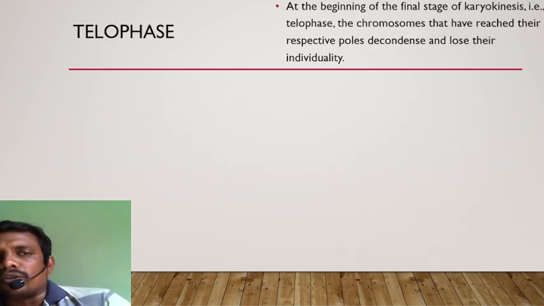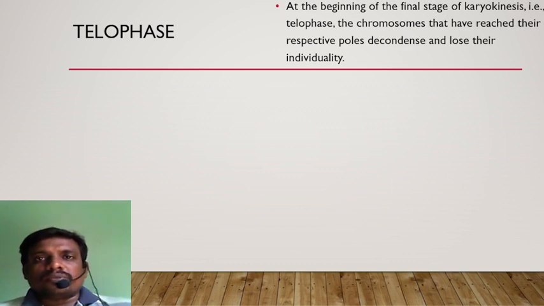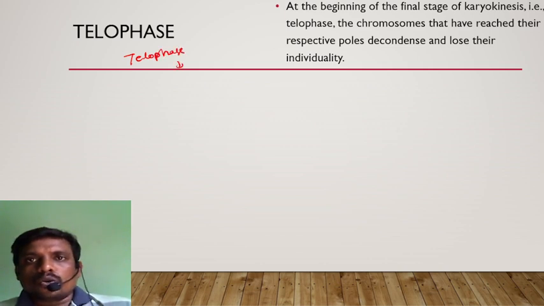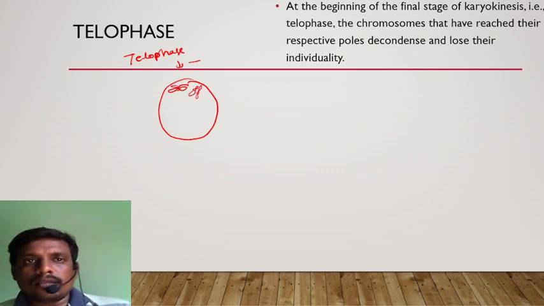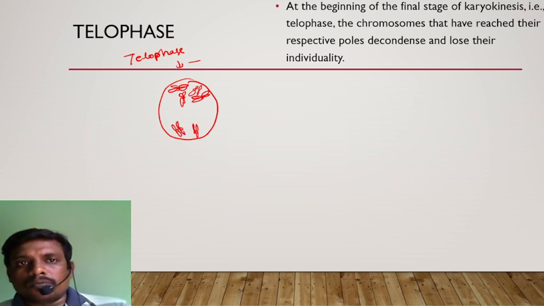Now what happens during telophase? At the beginning of the final stage of karyokinesis, telophase, chromosomes reach their respective poles. Imagine this is the anterior pole, this is the posterior pole. Now what happens when the chromosomes move to their respective poles?